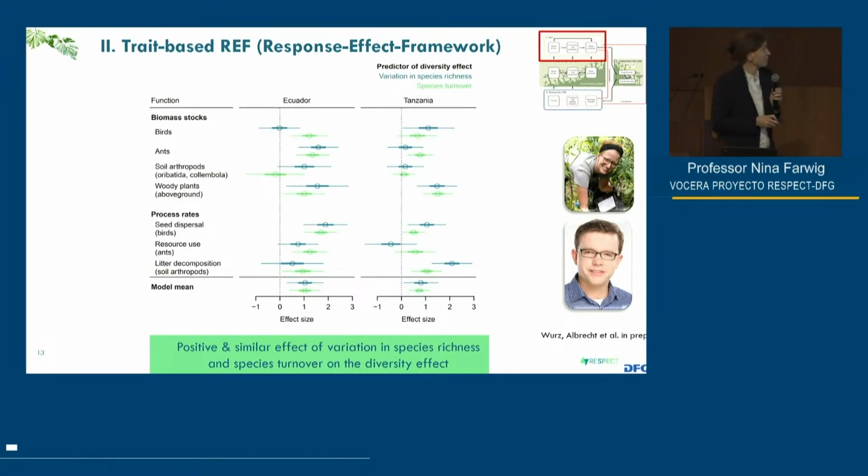And for that, we looked at biomass stocks and process rates. So we looked at how many birds are in a system, how many ants, or how much seeds get dispersed. And we could show for Ecuador and for Tanzania both that species richness and species turnover is important. If all the dots are on the right side, you see a positive effect of diversity for ecosystem functioning. And you see that in both ecosystems and along the elevation gradients, both matter, diversity and identity.